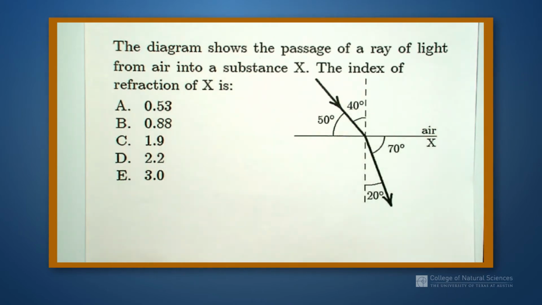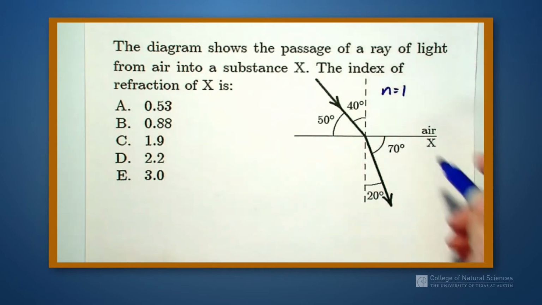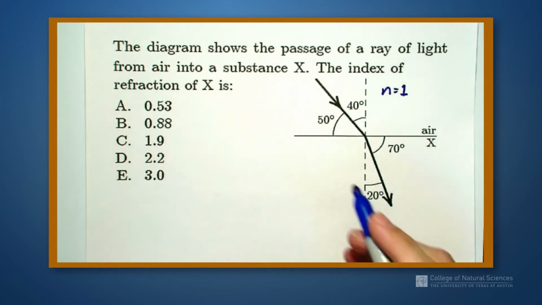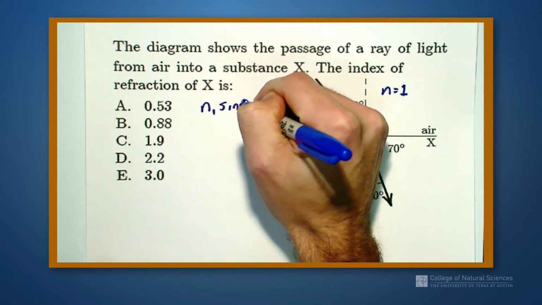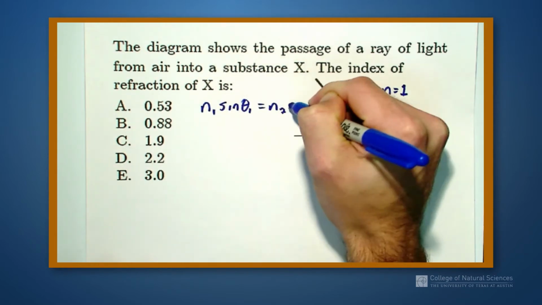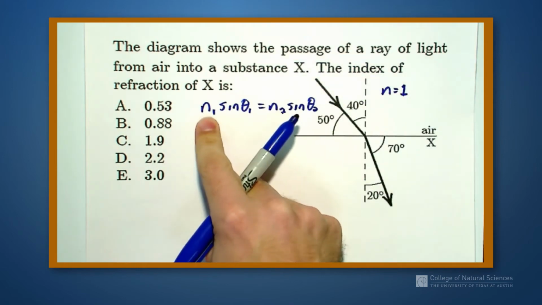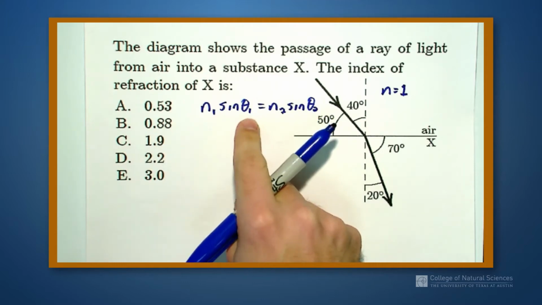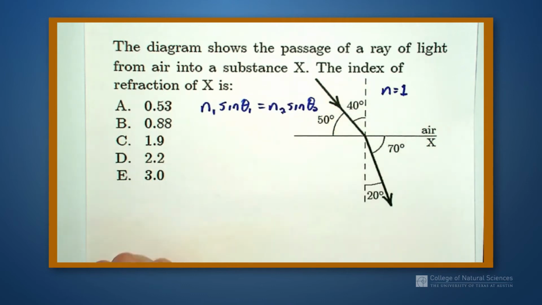The index of refraction of X is unknown. Well, we know that air has an index of refraction of approximately equal to 1. And we know that the equation we use to describe this motion is Snell's law, which says n1 sine theta 1 is equal to n2 sine theta 2. Or the index of refraction of the first substance times the sine of the angle in that substance is equal to the same for the second substance.